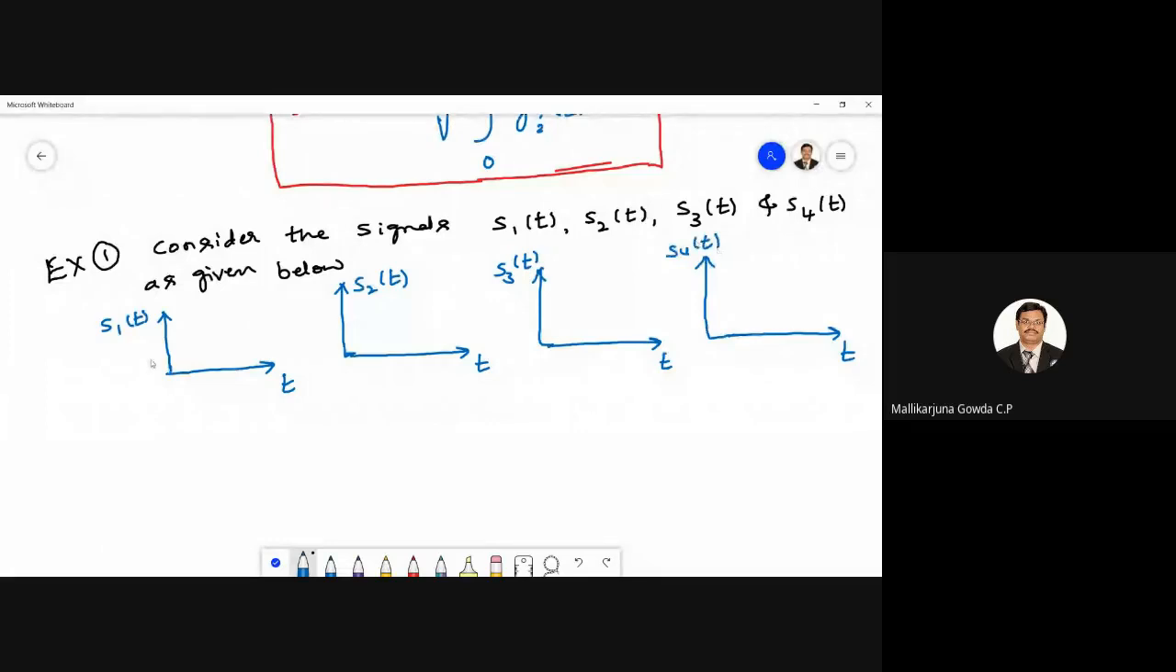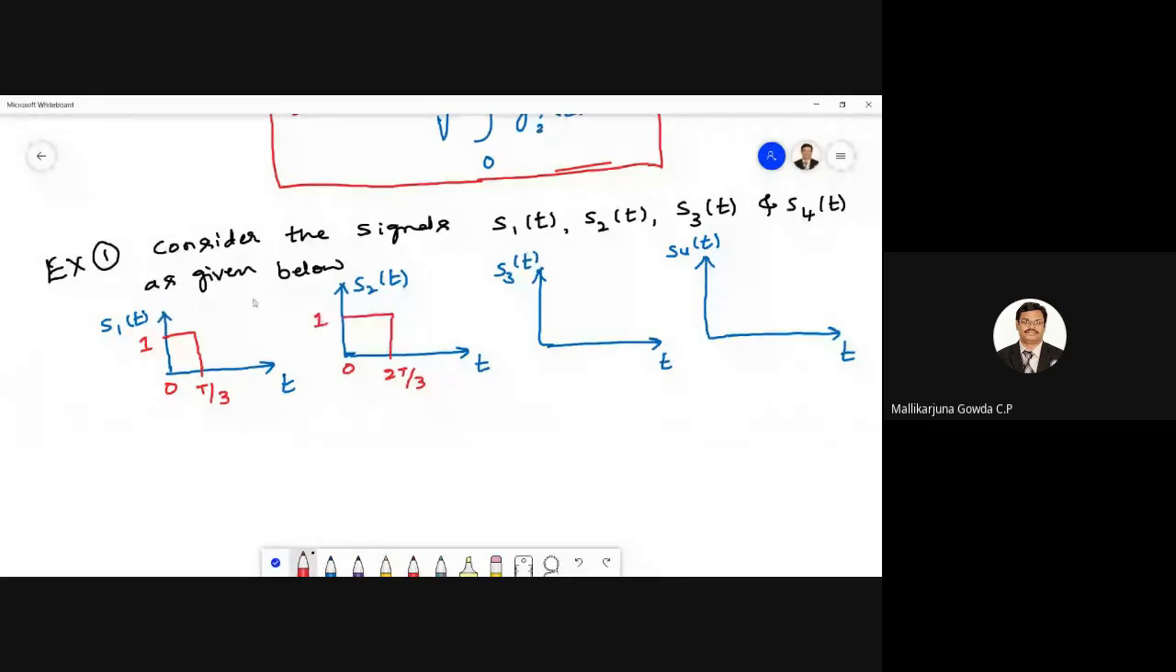Okay, now let me write its existence. That is, S1 of t exists over 0 to t by 3, the magnitude of 1. And S2 of t exists from 0 to 2t by 3, the magnitude of 1.